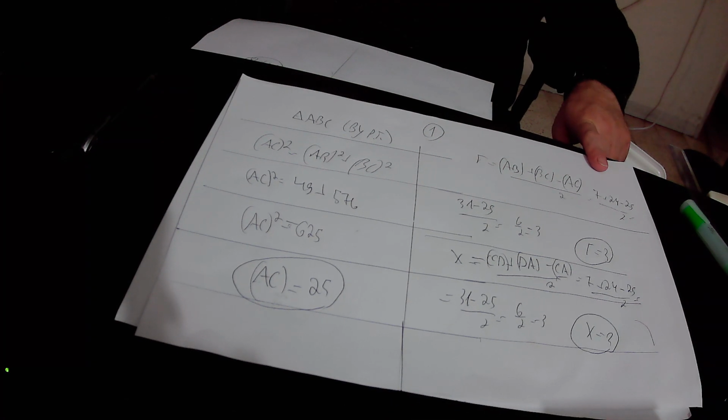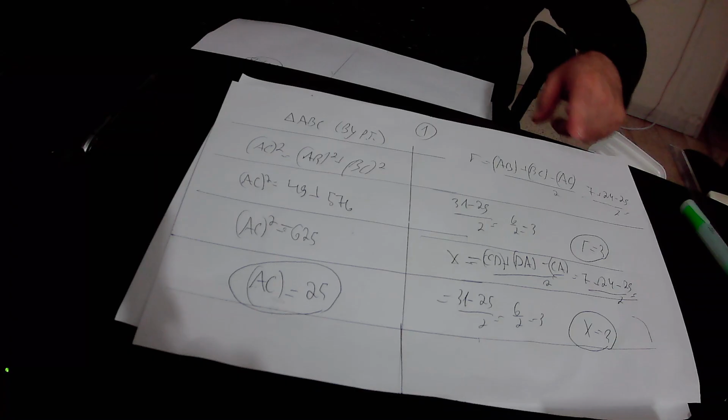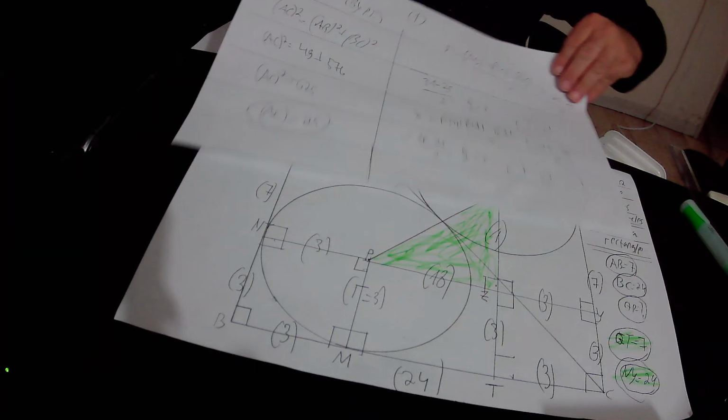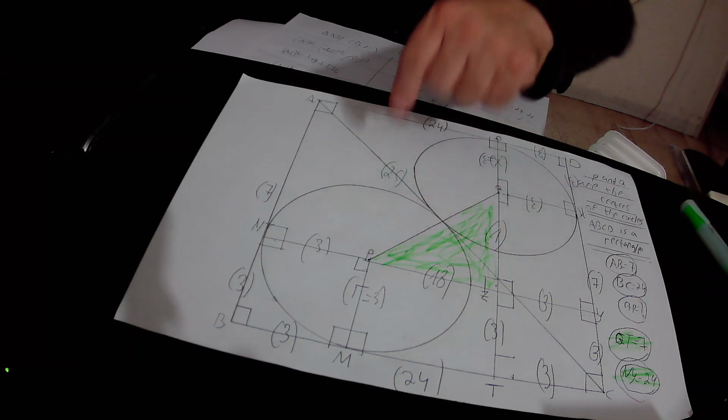AB is 7, plus BC is 24, minus AC that is 25, over 2. 7 plus 24 is 31, and 31 minus 25 is 6, and 6 over 2 is 3. So we found out finally that the radius of this circle R equals 3 units.